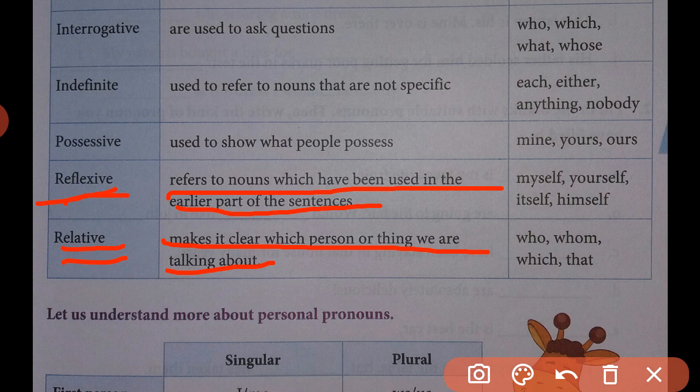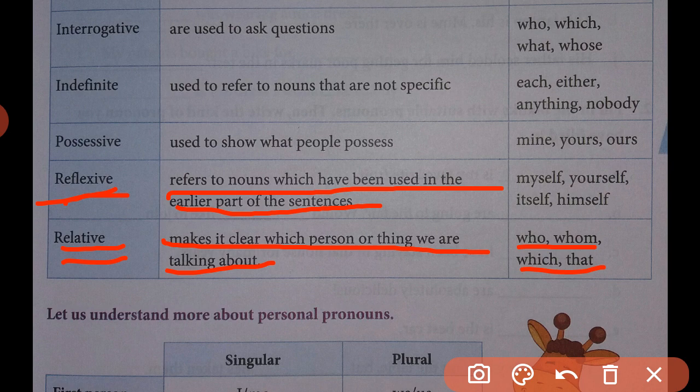Words like who, whom, whose, see, all these words stand as relative pronouns. In another word, if I define relative pronouns, they are used to add information about a noun already mentioned and also help in joining two sentences together. They are words like who, whom, whose, which, that. All these words stand for relative pronouns.